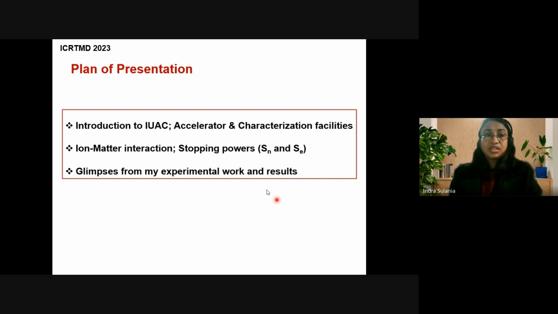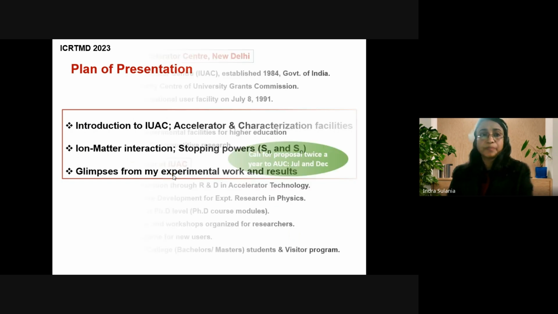I will give the brief introduction, then I'll tell what the ion-matter interaction is. Basically, if you choose a different range of ion energy of the ion beam, how it interacts with the material, and some glimpses of my research work if time permits.